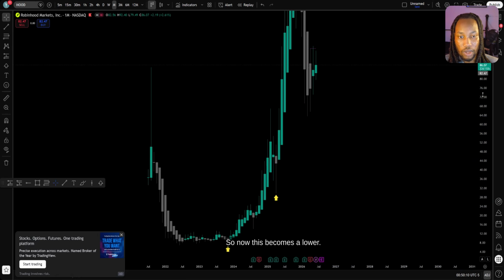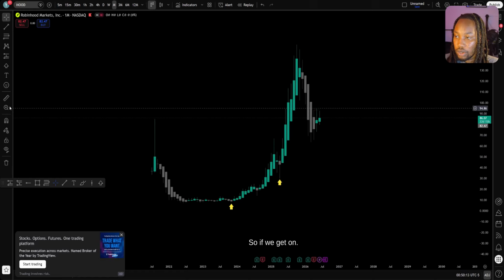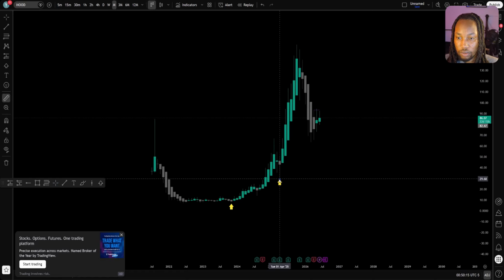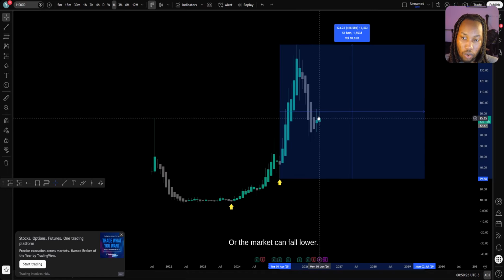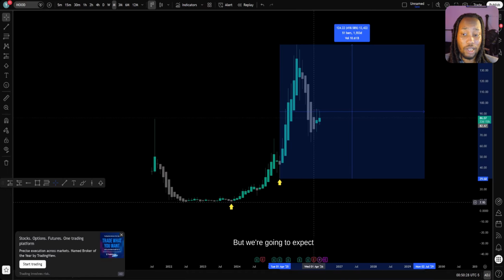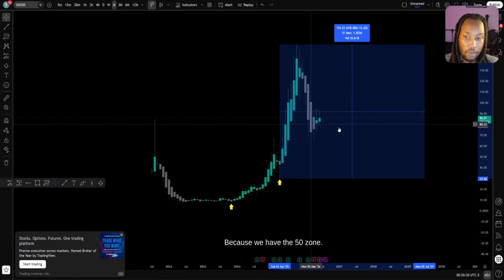So now this becomes a low. Let's draw it out. From this low to this high, we can see the market is trying to rally from this 50% right here. What we can expect is the market to find momentum, push higher, take out this high and keep going higher, or the market can fall lower. We don't know, but we're going to expect a bullish market because we're at the 50% zone.